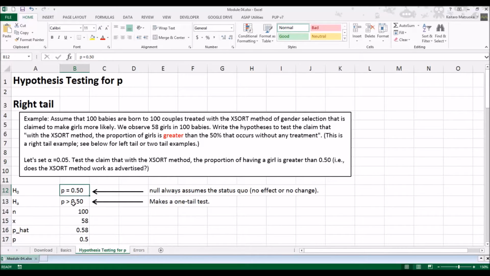So this is a key thing. For the alternative, you have to decide, is it less than, greater than, or not equal to, and then a simple word like greater can tell you what the sign should be. So I know this is going to be a right tail because the right tail is used when it's a greater than situation, and that makes this a one tail test. So let's fill in the values.